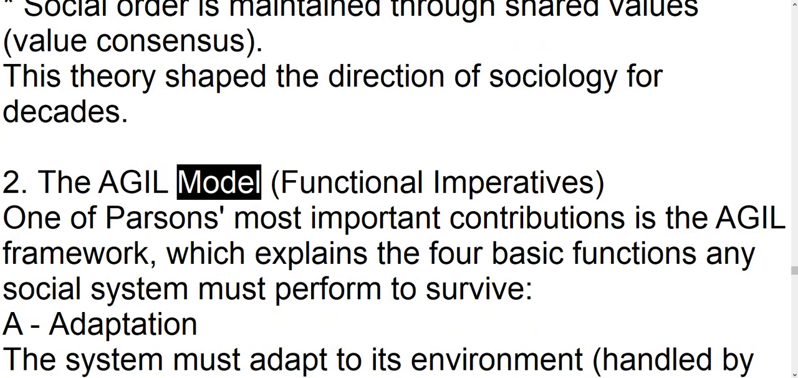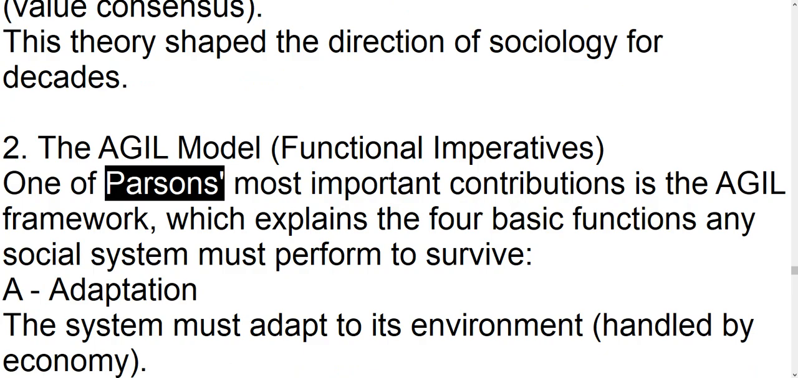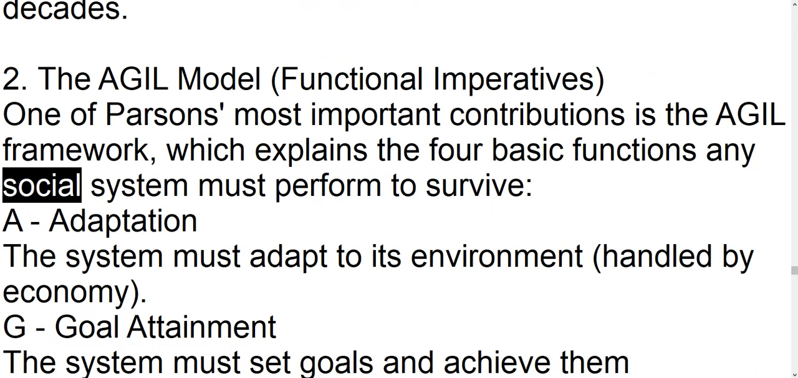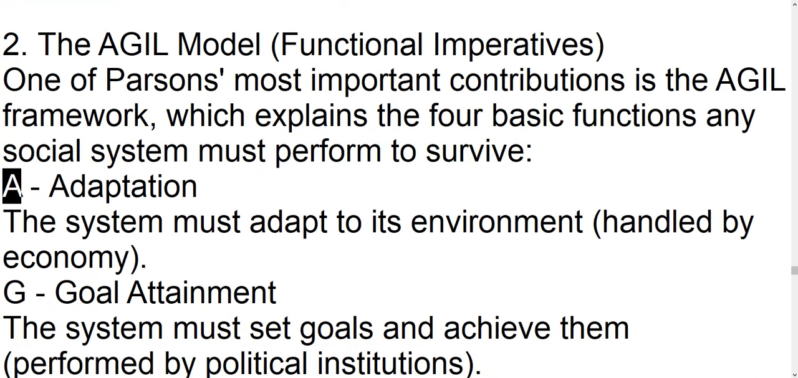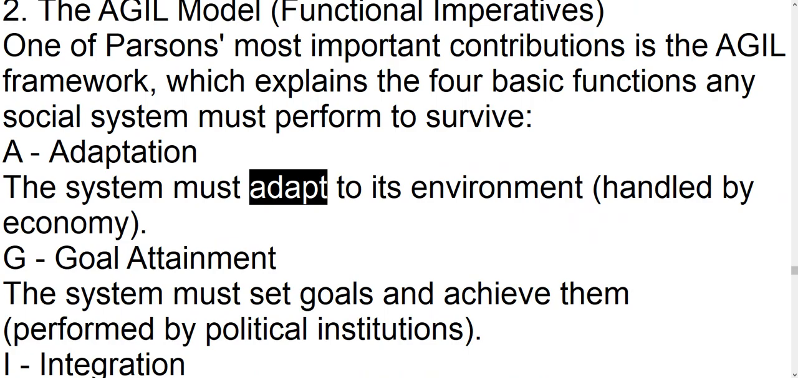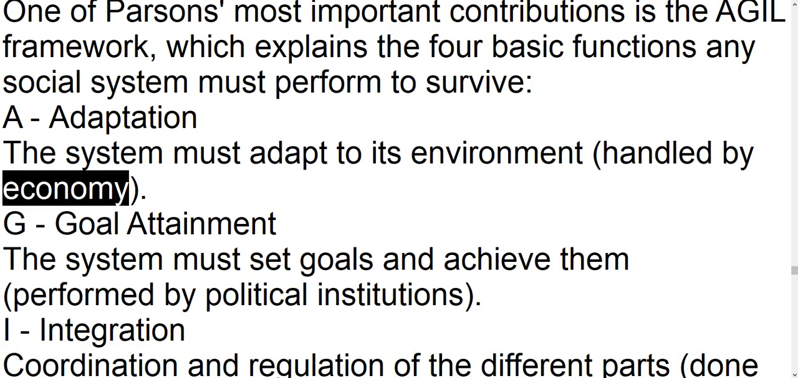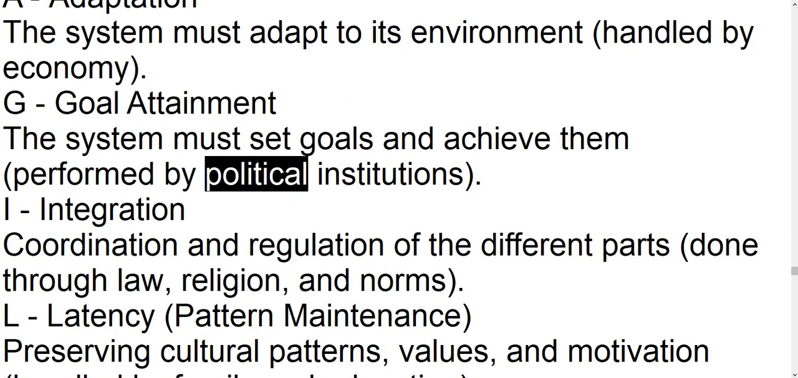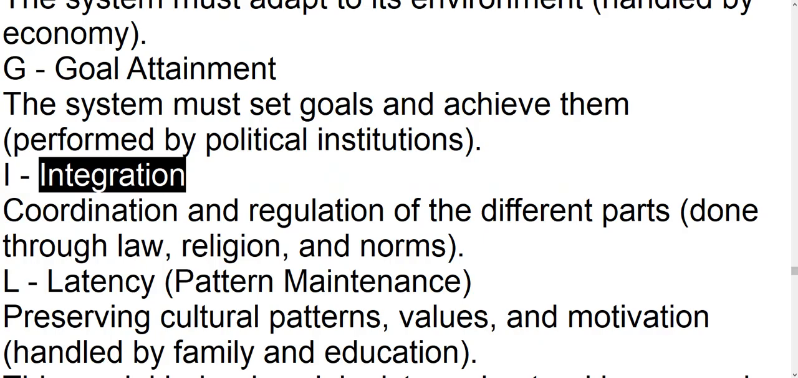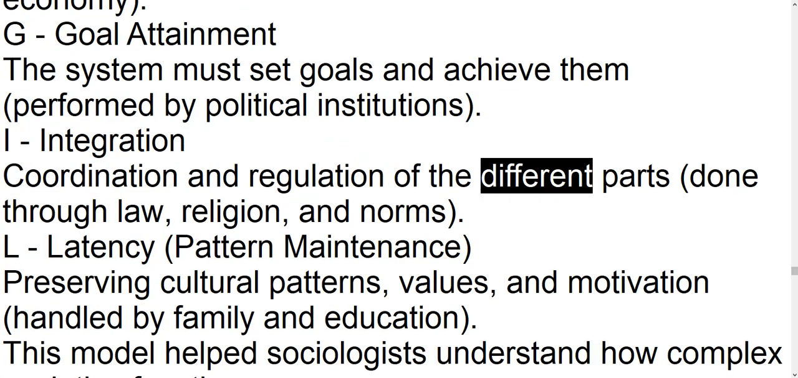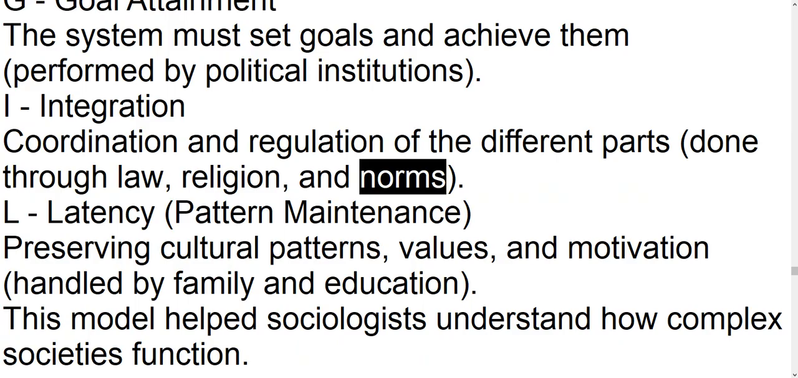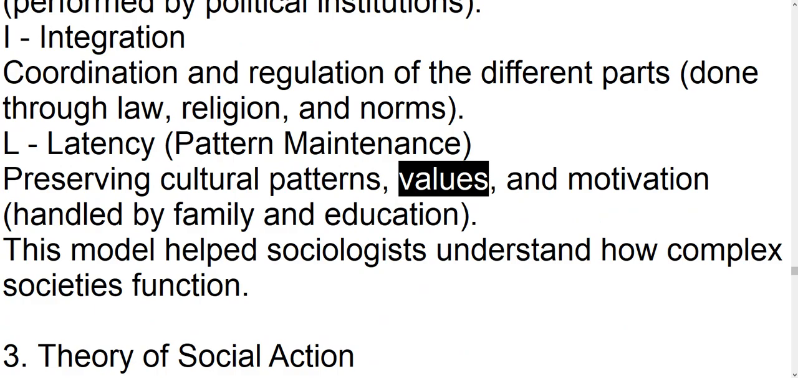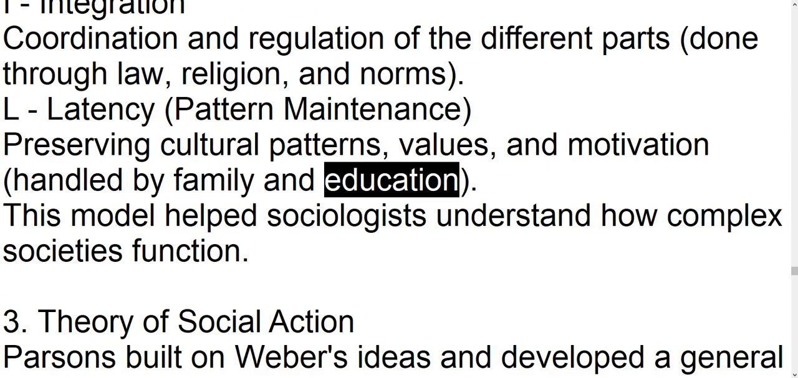2. The AGIL model, functional imperatives. One of Parsons' most important contributions is the AGIL framework, which explains the 4 basic functions any social system must perform to survive. A. Adaptation. The system must adapt to its environment, handled by the economy. G. Goal attainment. The system must set goals and achieve them, performed by political institutions. I. Integration. Coordination and regulation of the different parts, done through law, religion, and norms. L. Latency, pattern maintenance. Preserving cultural patterns, values, and motivation, handled by family and education.